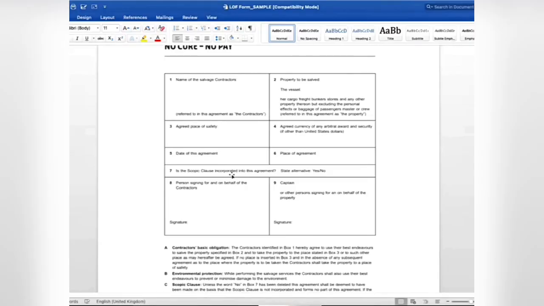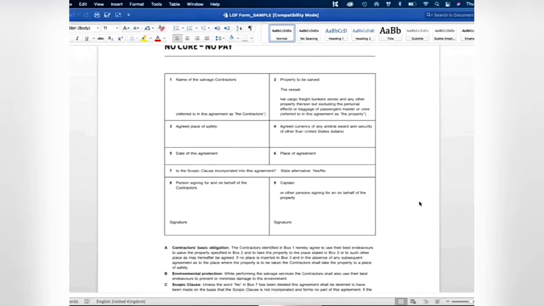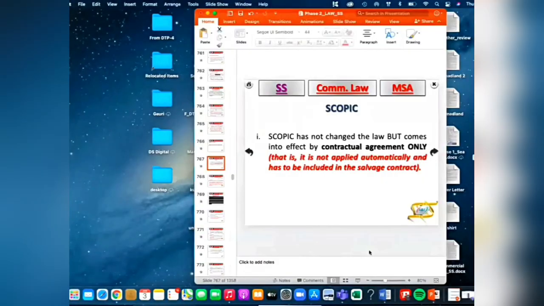First, if SCOPIC is not chosen, then he will have to write Article 14 of the International Convention. The salvors can get benefit either from Article 14 of the Convention or the SCOPIC, not both. It is a two-point approach. Number one, it has to be mentioned in the Lloyd's open form, when the salvors come to sea, and the other is the contractual arrangement, a contract to salve the property, which is the ship.